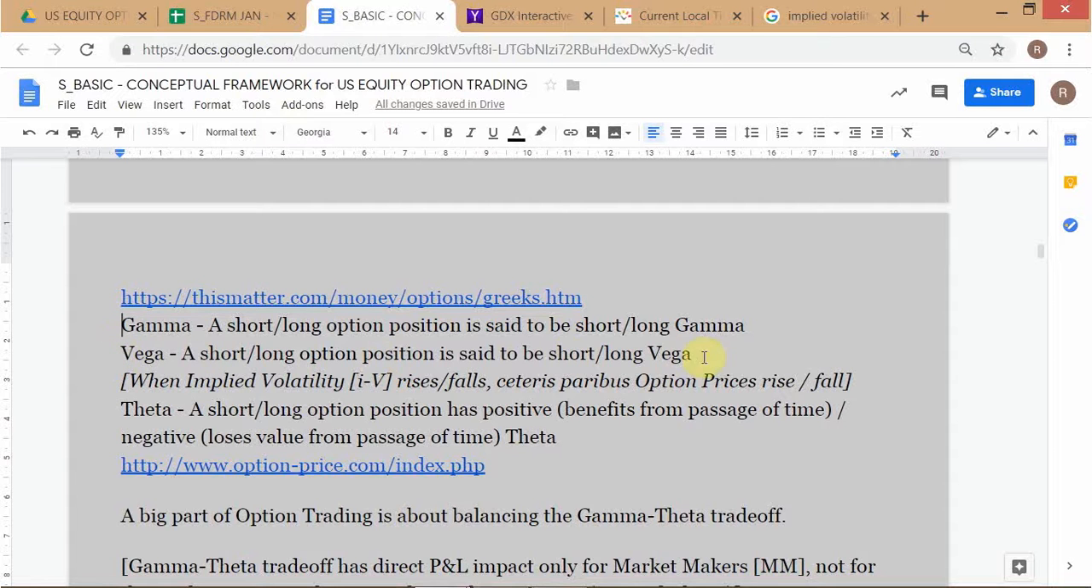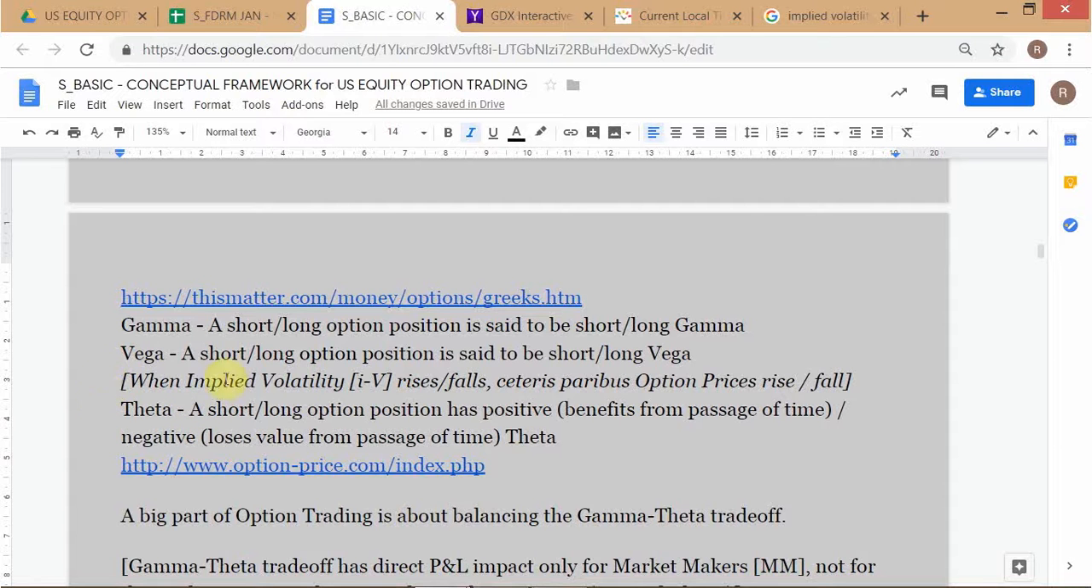Vega is obviously the sensitivity to the vol input, and if you are long or short options, you are said to be long or short vega. So long options are essentially long gamma, long vega, and short options are short gamma, short vega. Now the other thing, theta, we've already covered all this stuff. You've seen that long positions in either a call or a put will have a negative theta, because the option will keep on losing value every day.